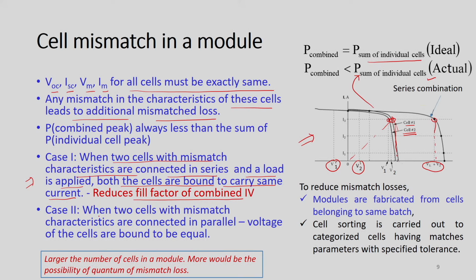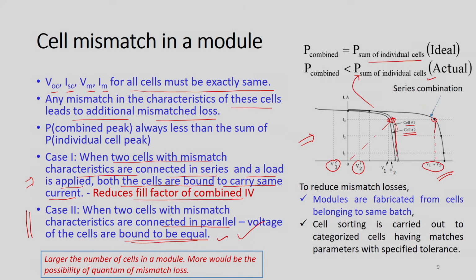In the second case, when two cells with mismatched characteristics are connected in parallel, the voltages of the cells are bound to be equal. For the parallel case, as we discussed in the last slides, that is obvious. So, when we connect two cells of mismatched characteristics in parallel, the voltage of the cells is bound to be the same. A similar description can be given here for this case as well.